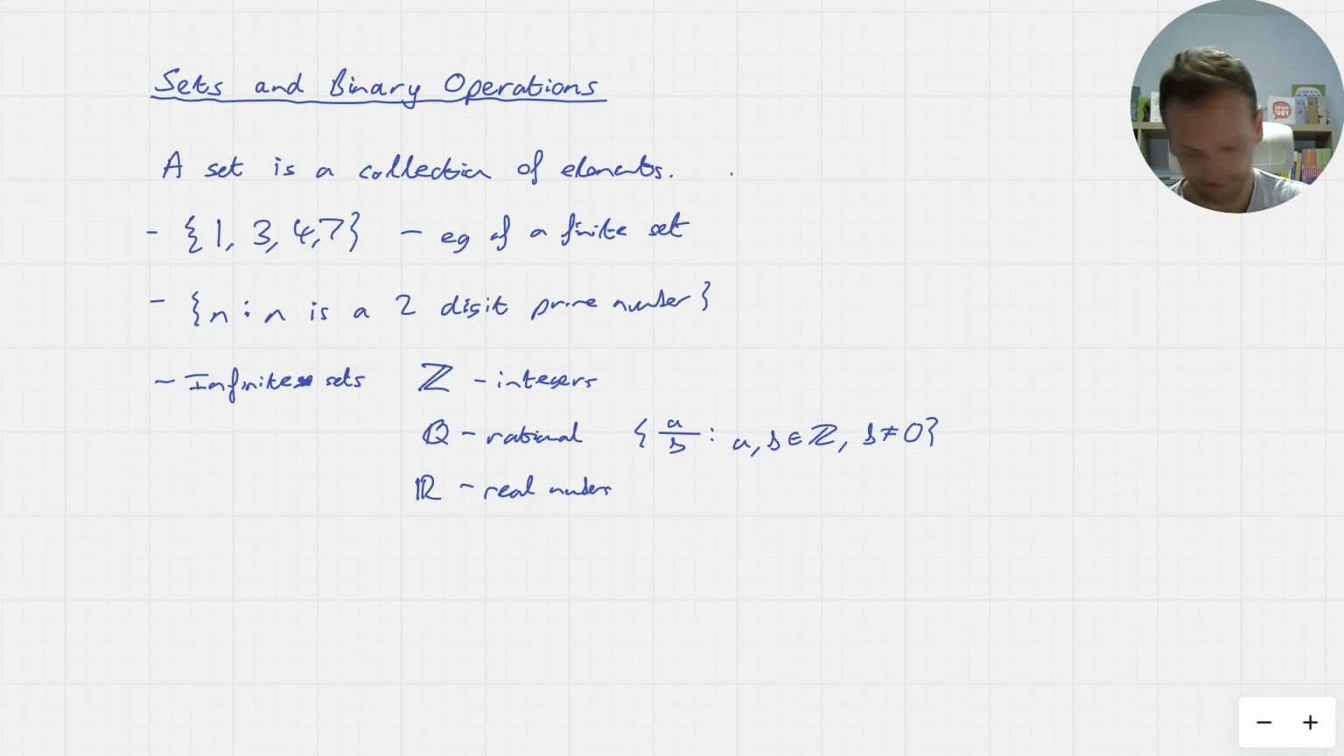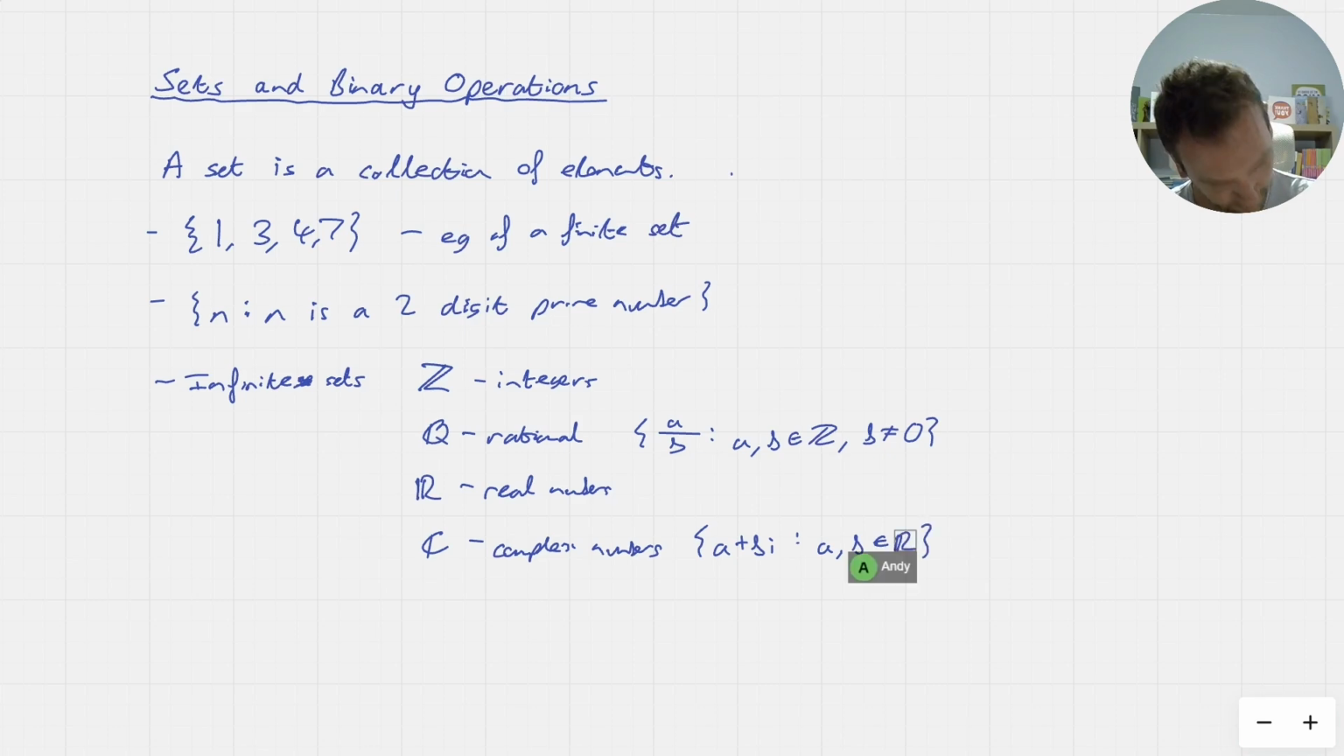The next one we might mention is the complex numbers. This is a C just with a line through, so you should at this point be happy knowing what complex numbers are. If you wanted to write this in our other set notation, you could say it's of the form a plus bi such that a and b are both real numbers. So that's one option there.